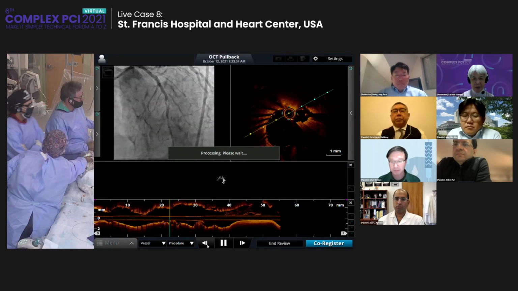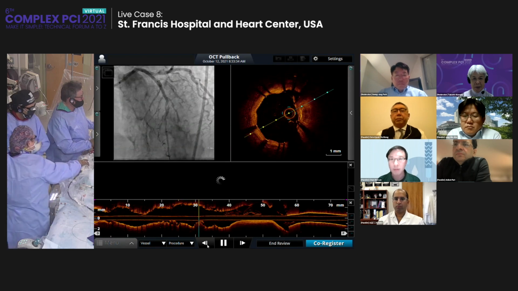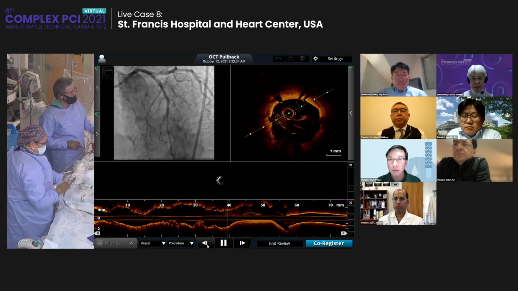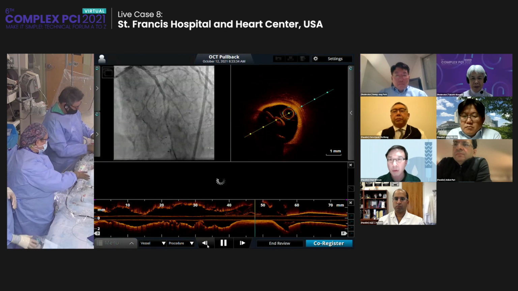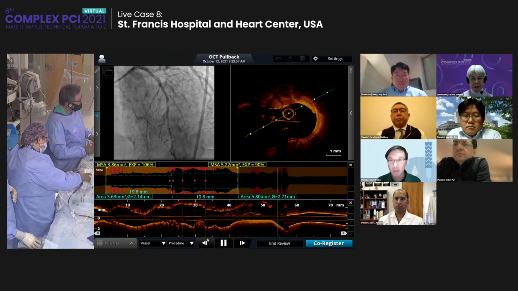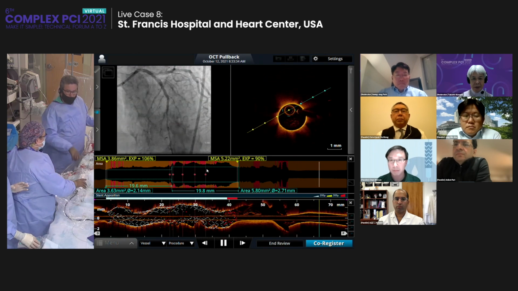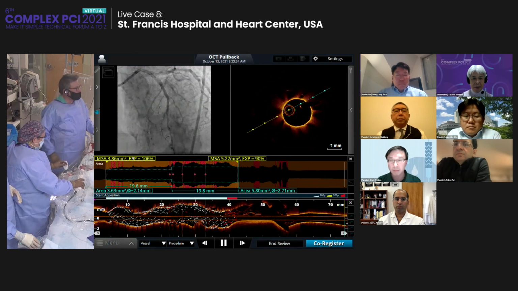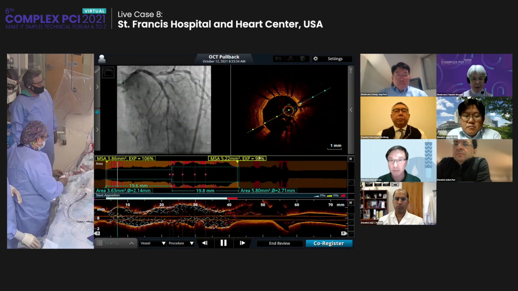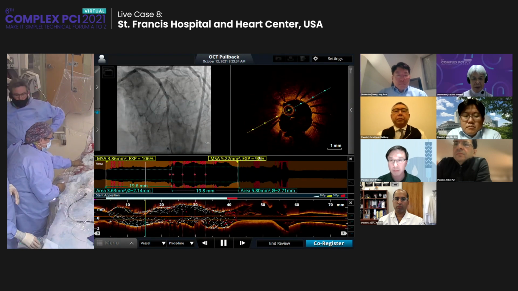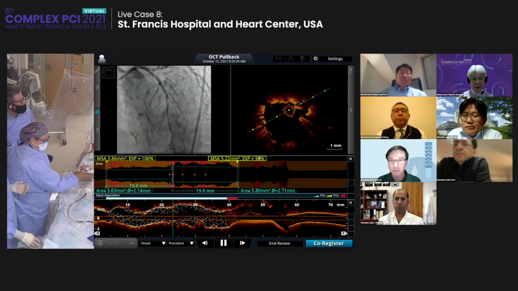Okay, so this is a pretty darn good looking OCT. All right, so you have the OCT up. Now, you see the stent is automatically divided into two halves. The distal stent is 106% expanded. The proximal is 90% expanded. We're going to use MLD max.